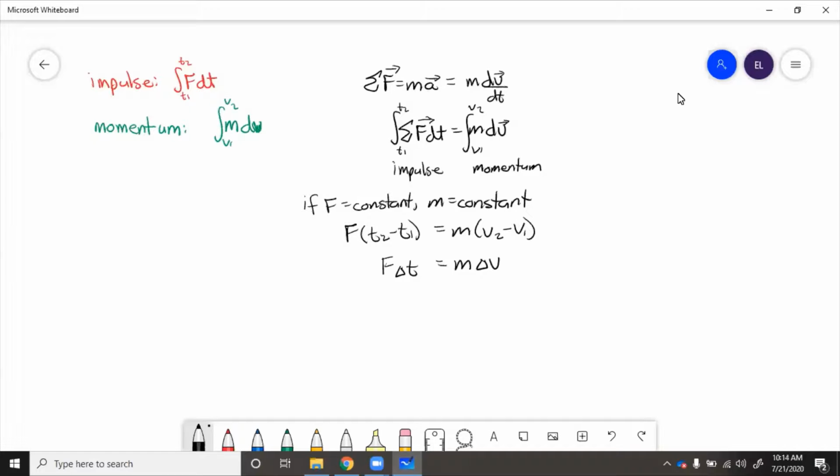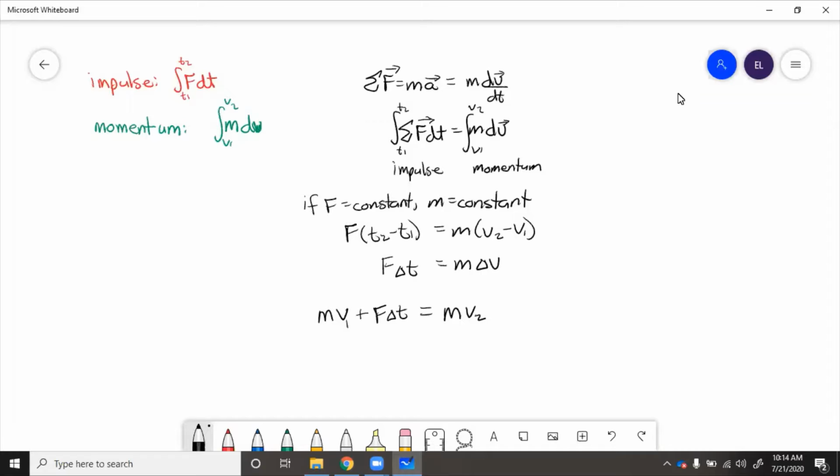So another way to rearrange, we know if an object is moving and it gets hit, then it will have a new velocity. So if we know the force and the time, and one of the velocities, we can figure out the other velocity. If we know how fast something is moving and how long it's hit for, we can figure out how fast it's going to be moving after that.